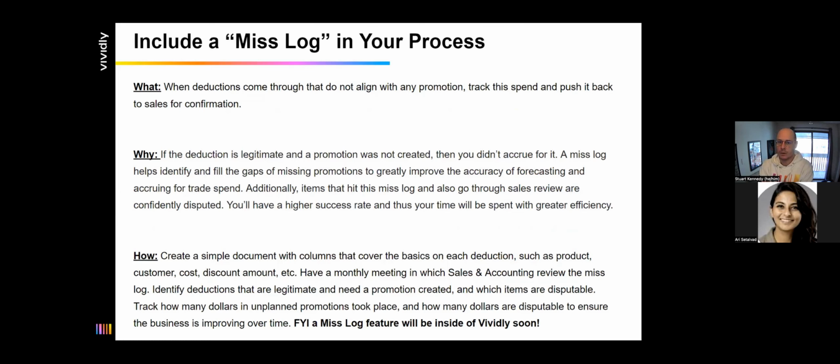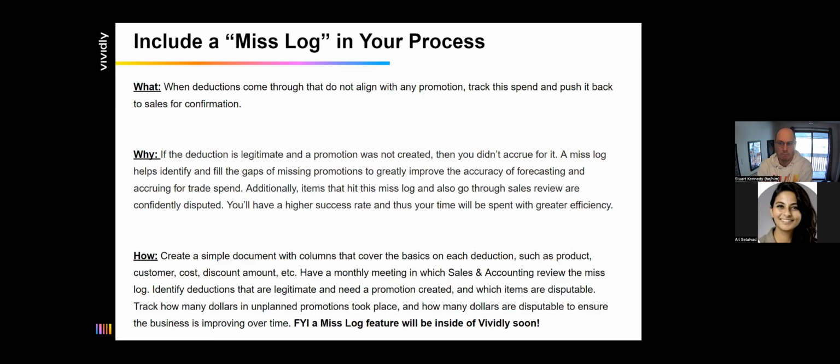The miss log is where finance and accounting are tracking and categorizing all the deductions that are coming in for which no promotion or bucket of spend currently exists in Vividly. So back to the first slide, you're getting all of these R&A deductions, but there's no home for them. Or you are getting deductions for a Kroger scan in June on a product grouping, and there's no Kroger scan in June for that product grouping.